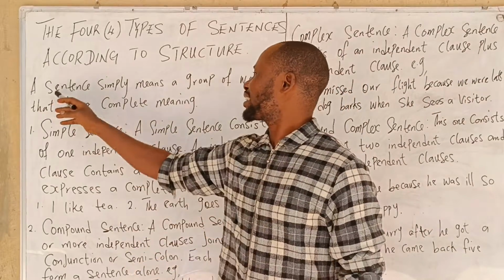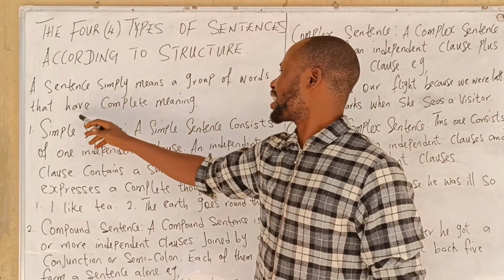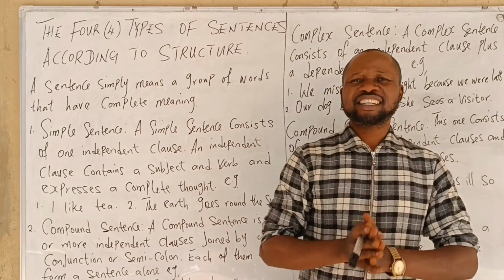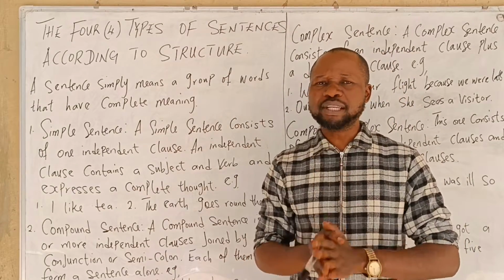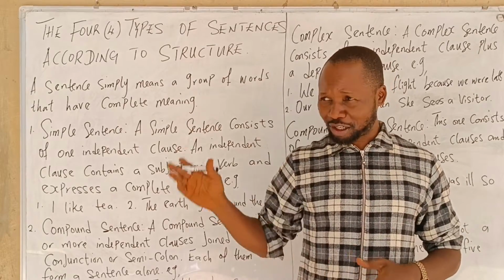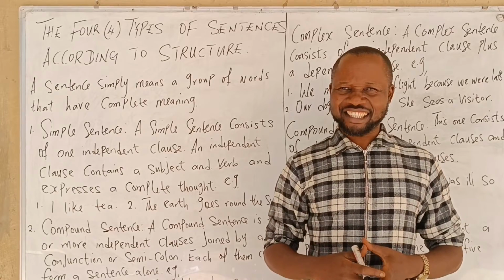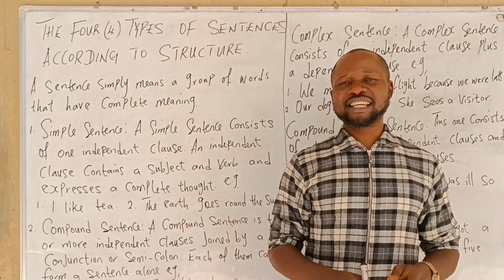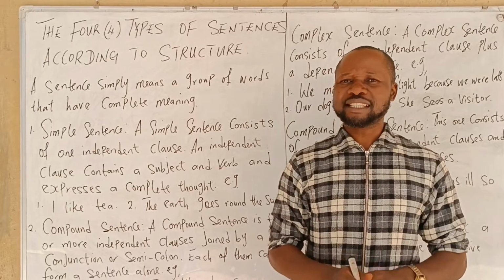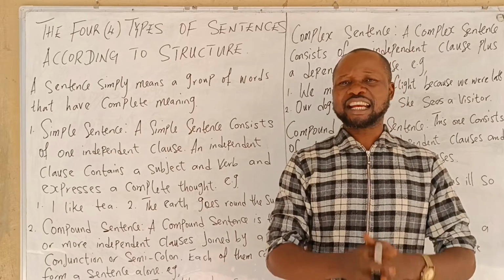I say a sentence simply means a group of words that have complete meaning. Yes, a group of words that have what? Complete meaning. There is another definition that I normally use, but because of space, I will not be able to write it. I say a sentence starts with a capital letter and ends with a punctuation mark. Yes. For a sentence to be called a sentence, it must start with what? A capital letter, and end with what?